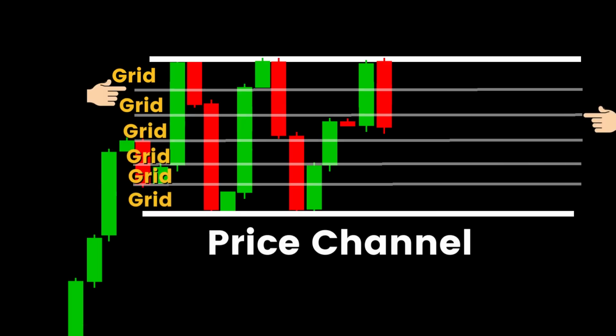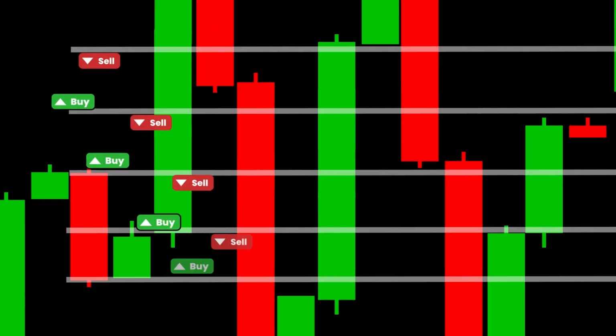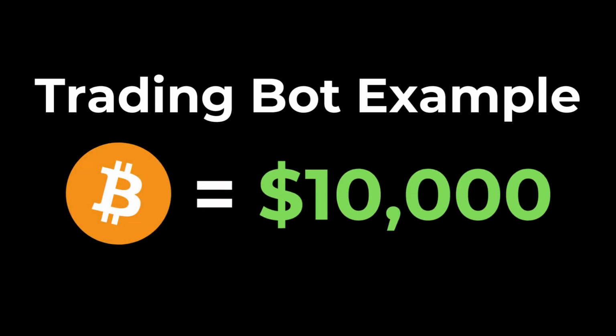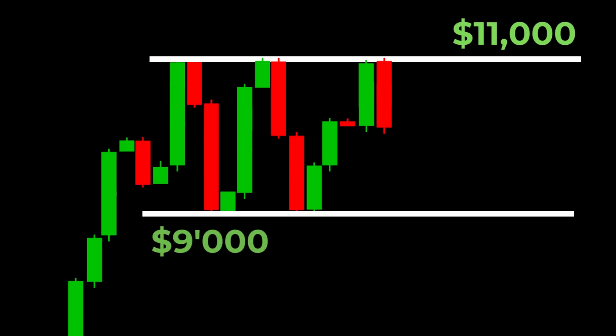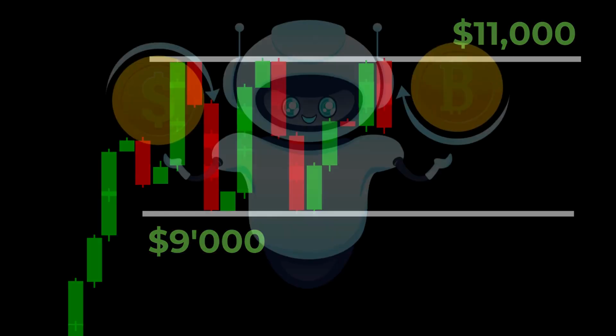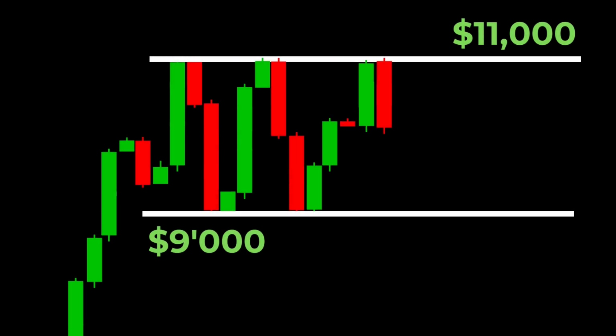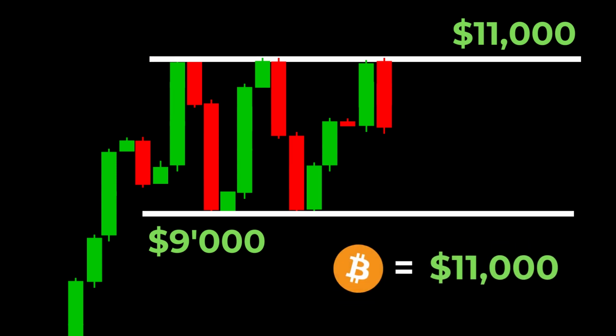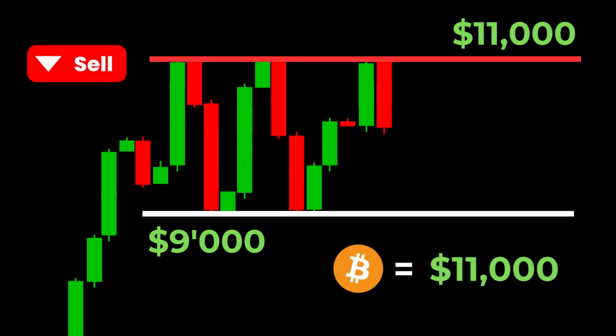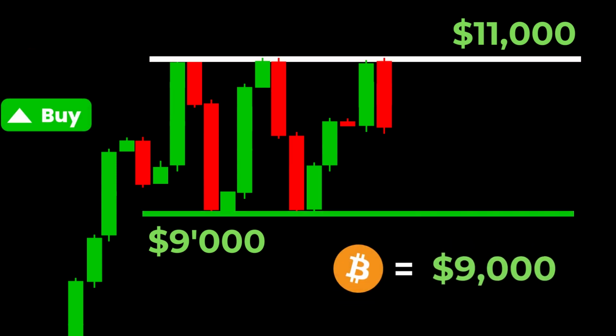The grid represents the price range in which the buy and sell orders will execute. Let me give you an example. Let's say that Bitcoin's price is $10,000, but it has been fluctuating between $11,000 and $9,000 for a long time. We can set a trading bot in the $11,000 to $9,000 interval. After Bitcoin hits the $11,000 mark, it automatically sells, and buys at the $9,000 mark.